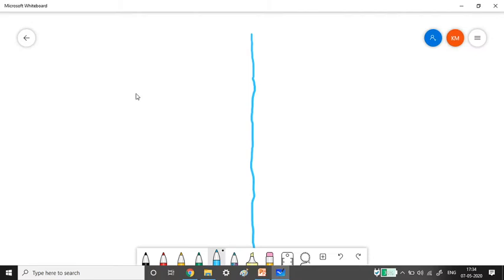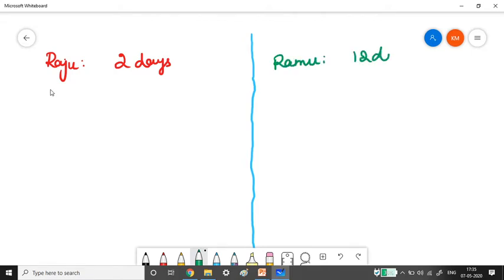Here the left hand side will be for Raju, who is painting, and the right hand side for Ramu, who is making laddu. For Raju I'm taking this red color. Raju will complete the whole work in 2 days, correct? Now I'm taking green for Ramu. Ramu will complete the whole work of making a bag full of laddu in 12 days.